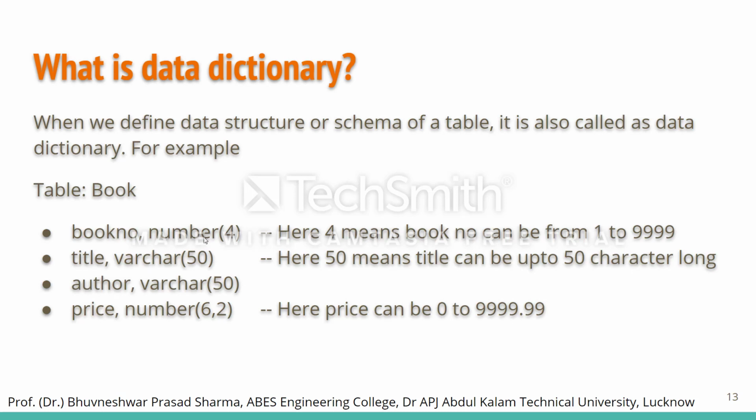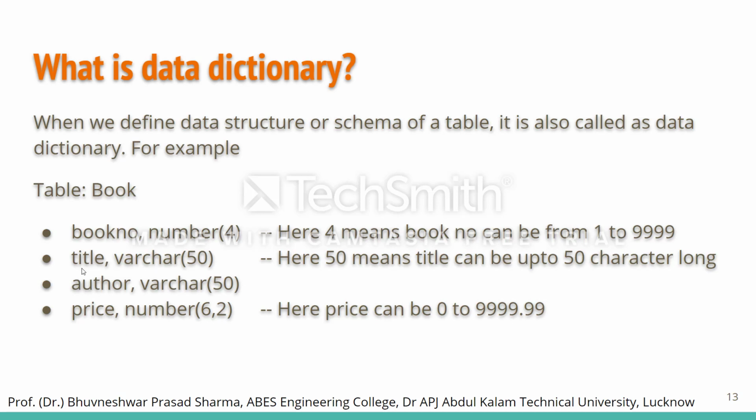For the book number, we want the data to be numeric. And suppose we have books up to 9,999. So that's four nines, and the size becomes 4. A size of 4 means we can have a maximum of four nines, so this is from 1 to 9,999.